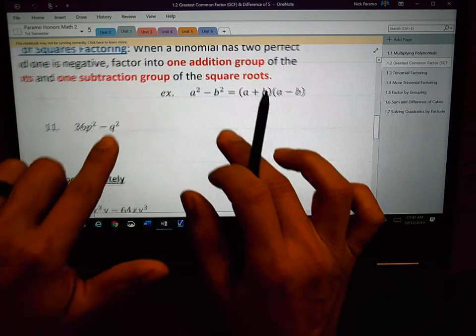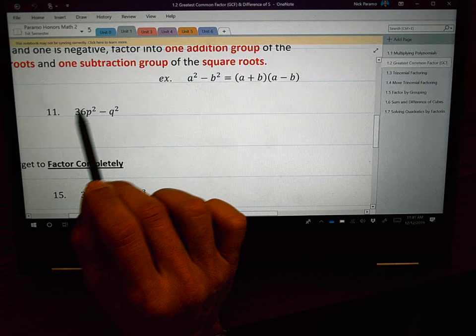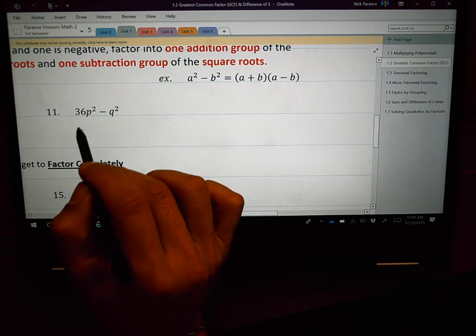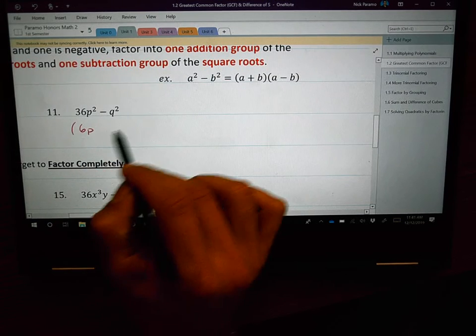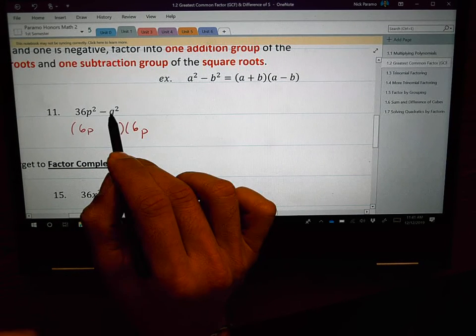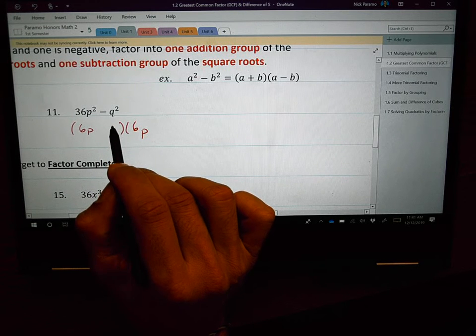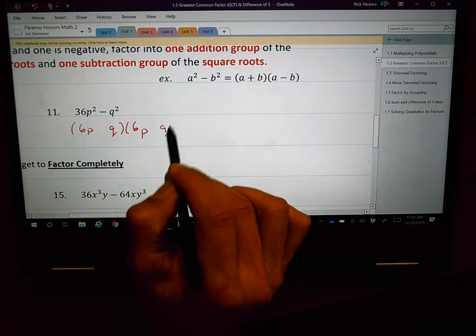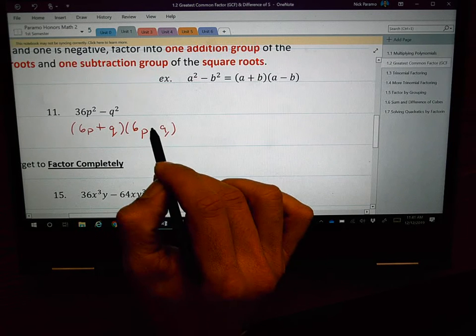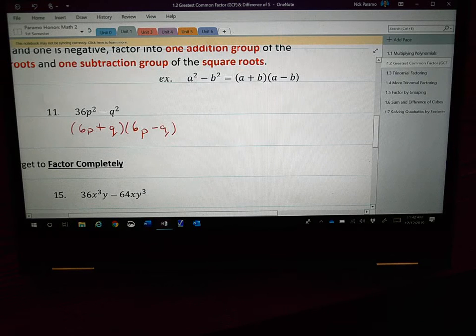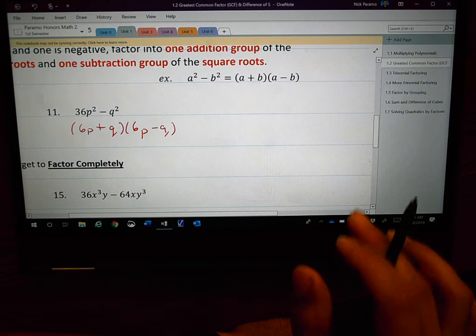You can actually just take your first term, figure out what the square root is, like 6p. You can put it in front of your parentheses. You can take your second term, take the square root, and then just add one set and subtract one set of your roots, which is the easiest way to do difference of squares factoring.